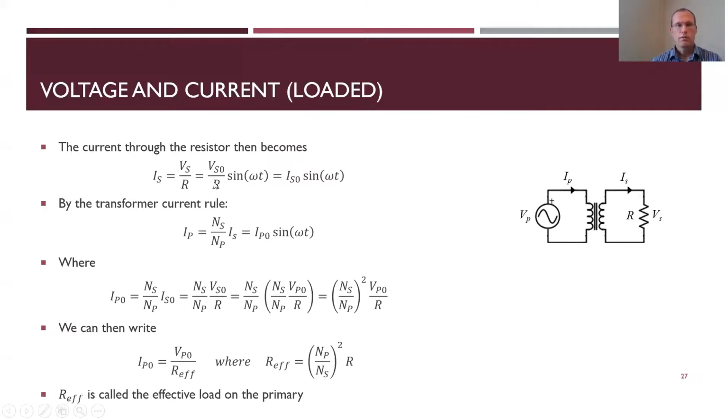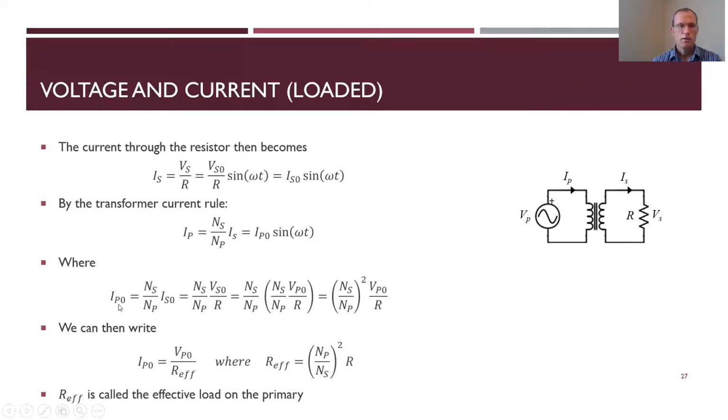So now that I know V is 0, I can divide that by R to get the current. So my current, again, is a sinusoidal function of time. Then by the transformer current rule, current in the primary times turns in the primary is equal to the same thing on the secondary side, so I can solve that for IP. And then put these things together.